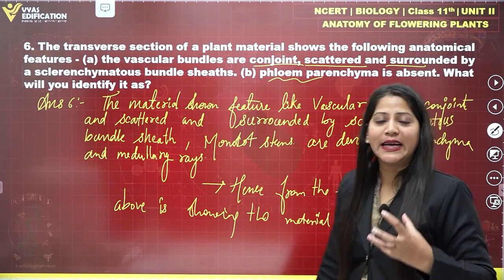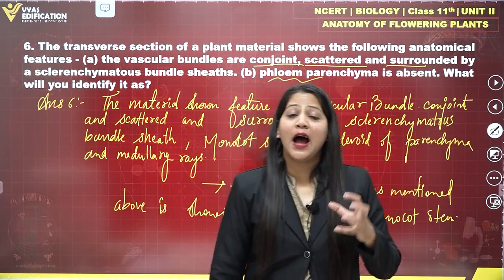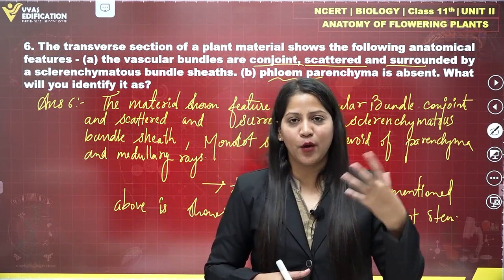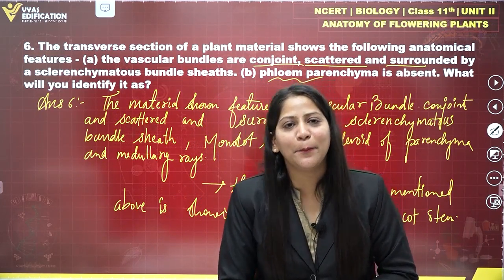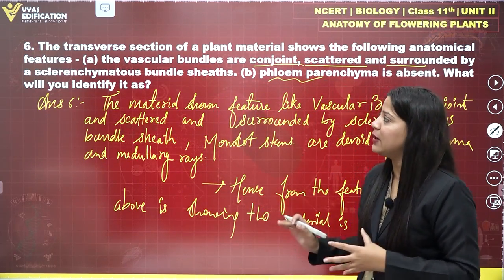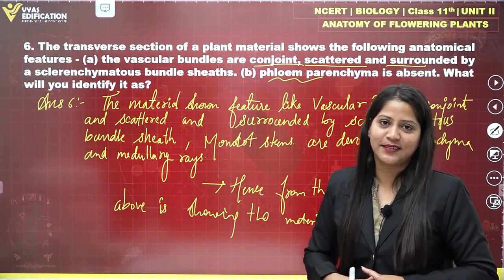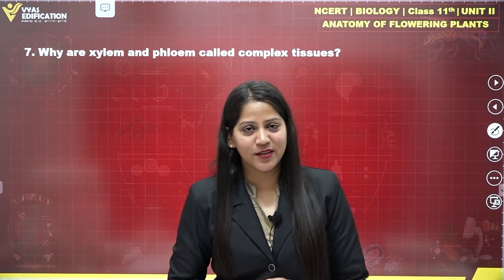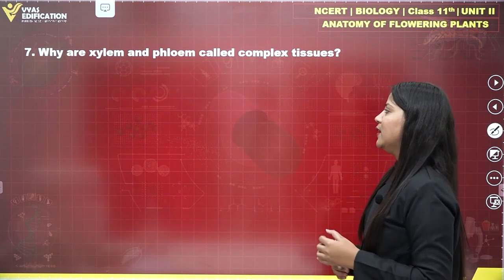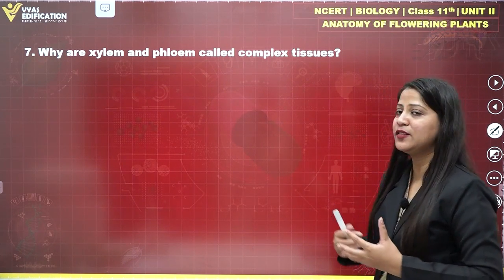Right? So clearly you can identify the sample along with the features given on the screen. You can identify that the sample is actually monocot stem. Along with this, we have completed question number 6. Now let's move on to the next question, that is question number 7 on the screen. Here we have, why are xylem and phloem called complex tissues?